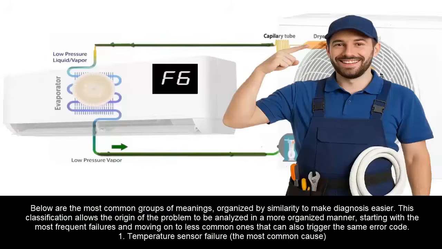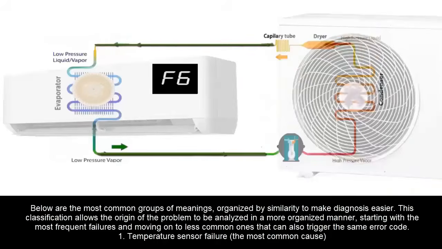Below are the most common groups of meanings organized by similarity to make diagnosis easier. This classification allows the origin of the problem to be analyzed in a more organized manner, starting with the most frequent failures and moving on to less common ones that can also trigger the same error code.